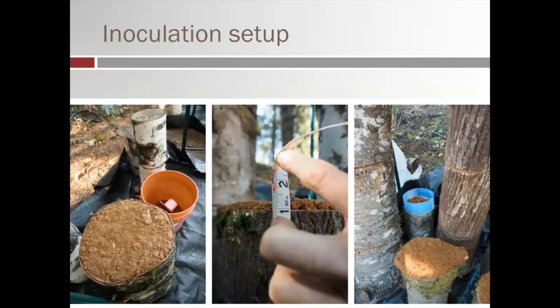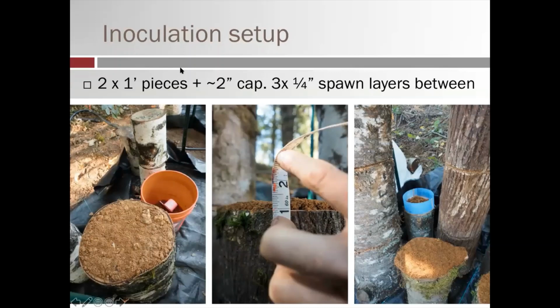So these are totem systems, just showing some aspects. This is sawdust spawn in the bucket, and what you've got is sawdust in between each layer of the totem. And in between each layer, you're talking about a 1/4 inch of spawn. The size, again, is 2 1-foot pieces, and then you have about a 2-inch cap. And so what you end up with is 3 1/4 inch spawn layers in between your pieces.